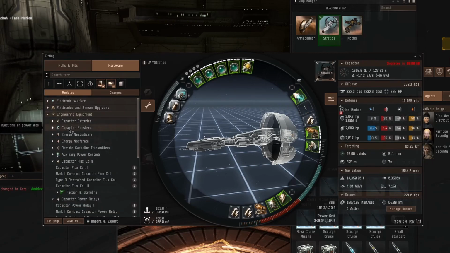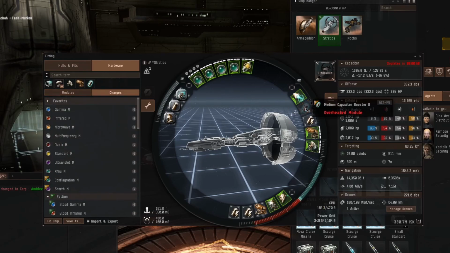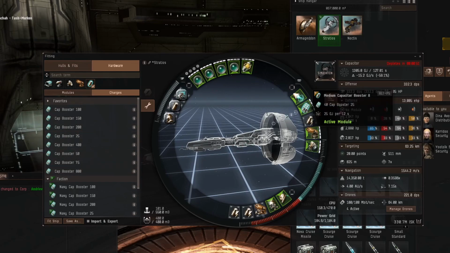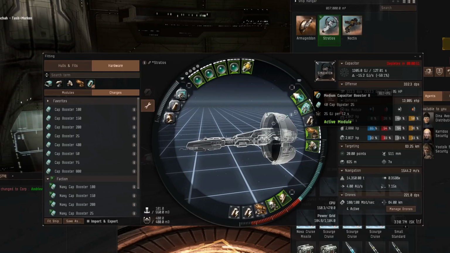Instead of fitting a cap battery, you can fit capacitor boosters. See, on its own, it doesn't affect the capacitor at all. It's because it needs to be fitted with ammunition, and what these use are cap booster charges. They come in all different sizes, see, from 25 to 800 will fit in this one. And what these numbers mean is how much capacitor will be added to the ship each time you activate this module. So each time we activate it just now, it will give us 25 gigajoules every 12 seconds, which is the cycle time of the module.